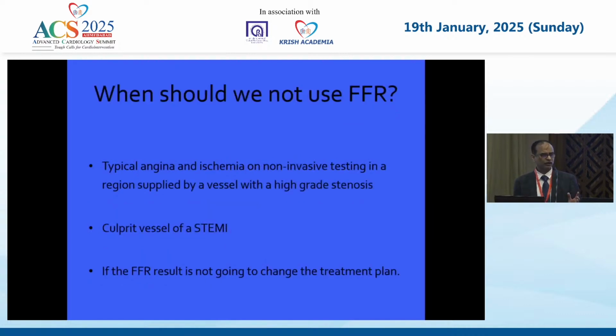Now, when should we not use FFR? If you have typical angina and ischemia on non-invasive testing in a patient who's got a 90% stenosis, you don't need FFR pre in that, but you should do it post. Culprit vessel of a STEMI, it's very difficult to get microvascular dilatation in patients who've got STEMIs for multiple reasons. And if FFR is not going to change the treatment plan for whatever reason, he's not a candidate who's going to survive for very long, etc.